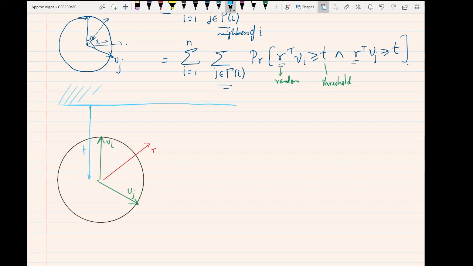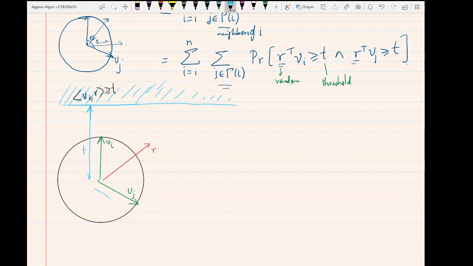You look at this region. Okay, so this part is T, and this region over here has got inner product between Vi and R to be greater than or equal to T. So if R, which is drawn randomly, lies anywhere in the shaded region, you'll have the inner product with Vi being greater than or equal to T.